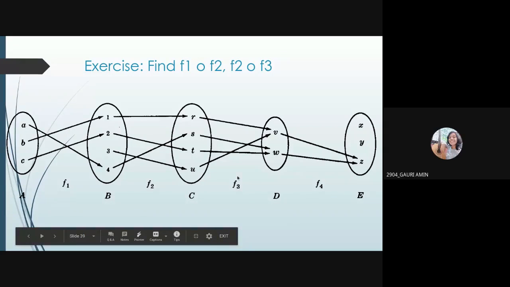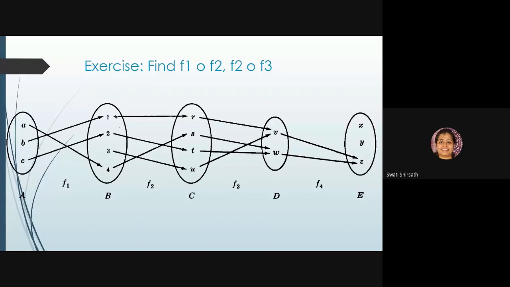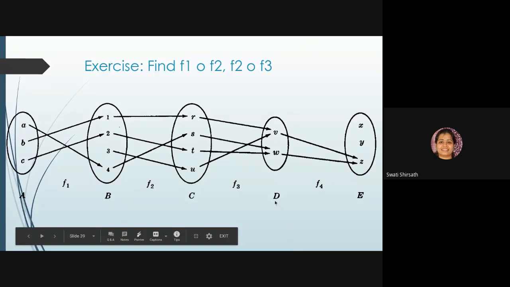Yes, ma'am. Now f3 of f2. So 1 to r, r to v. Then 2 to t, t to w. So 2 to w, 1 to v, 3 to u, u to v. So 3 to v, 4 to s and s to w means 4 to w. This is your f3 of f2. Okay? You cannot come in the reverse direction. That happens only in inverse functions, in invertible functions. Okay? So is there any doubt?